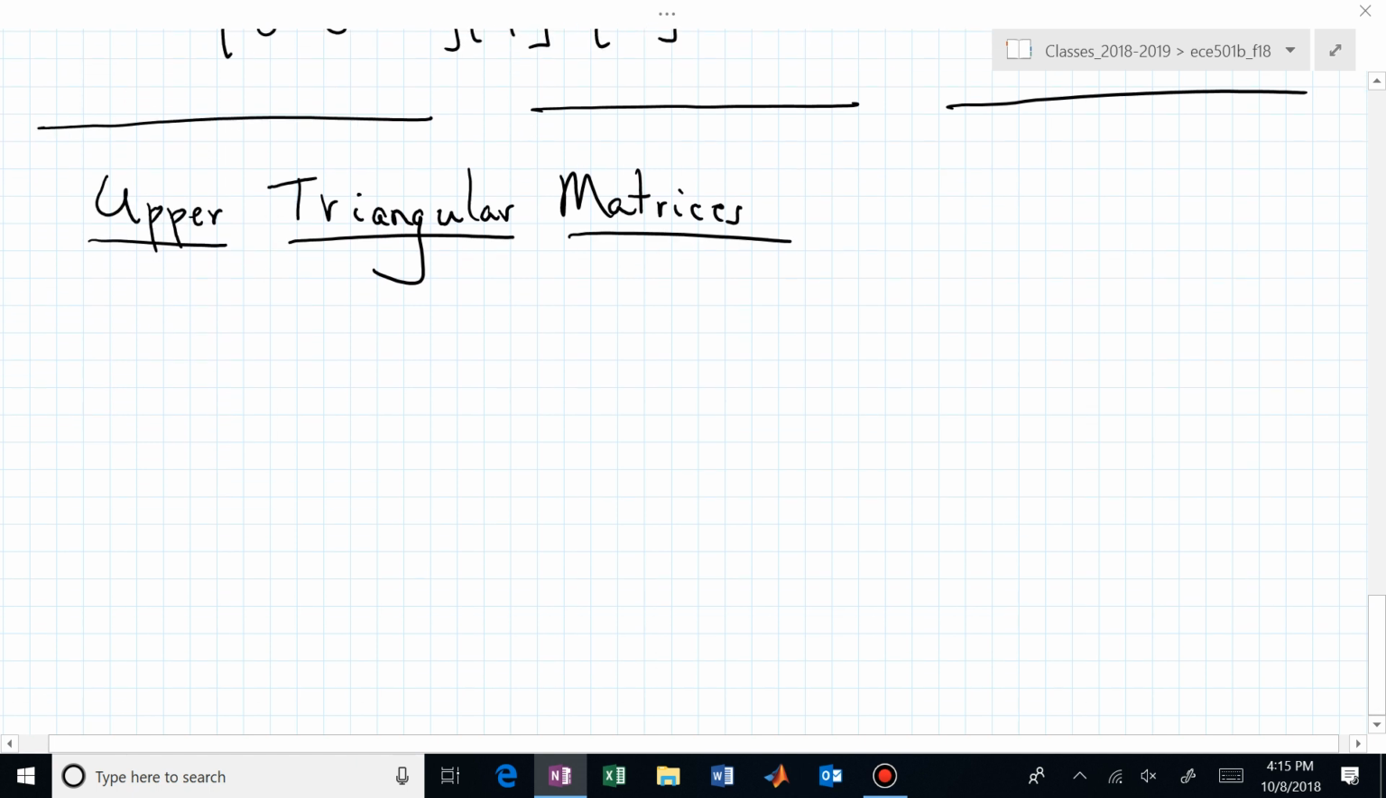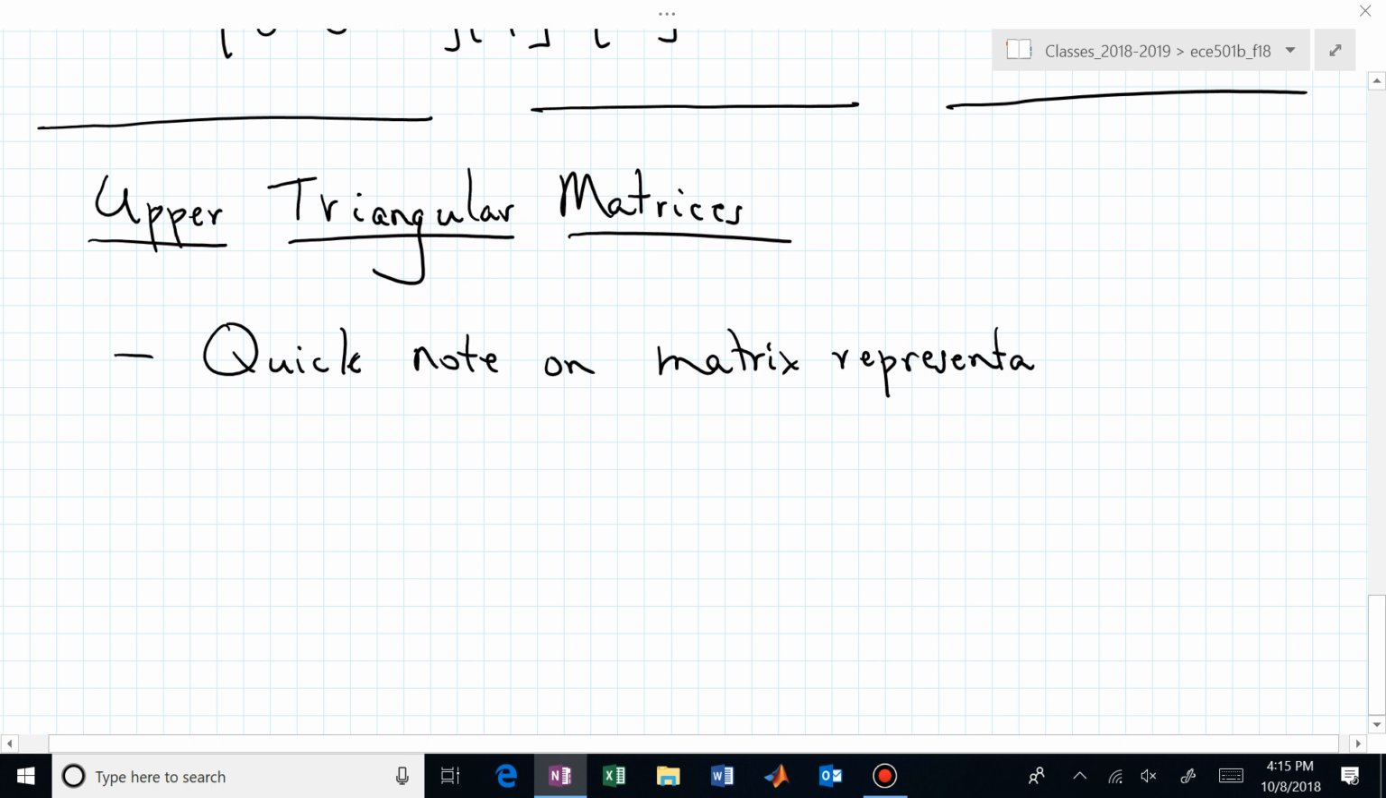And remember why we're doing this. It's because we're saying, now I'm doing air quotes, upper triangular matrices are nice. That's why we're looking at them. But before we even do that, let's just make a quick note concerning the matrix representation of an operator.